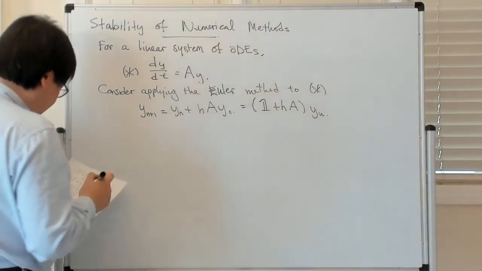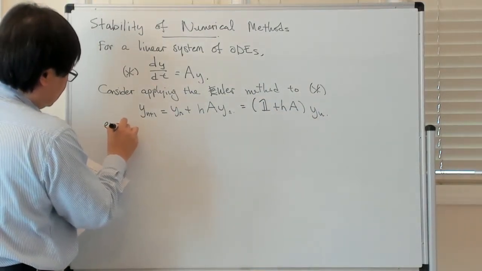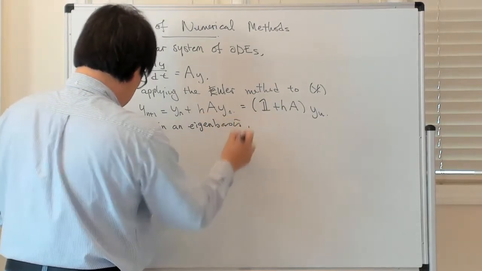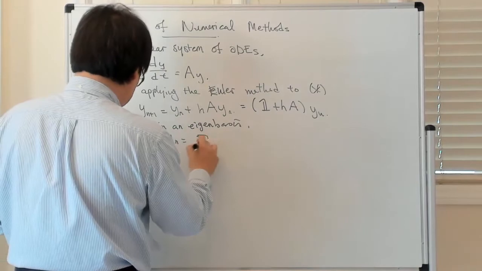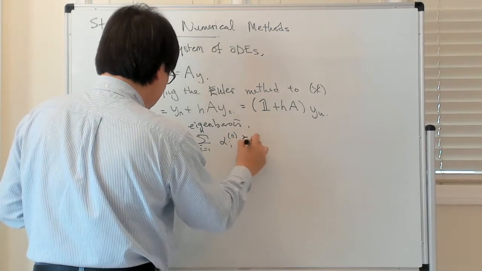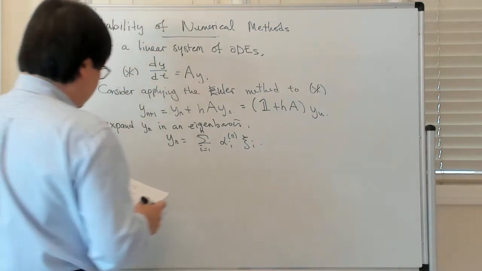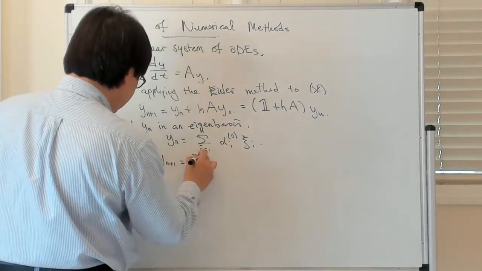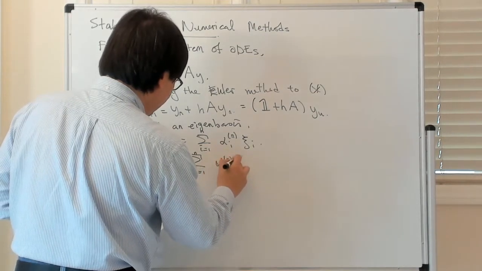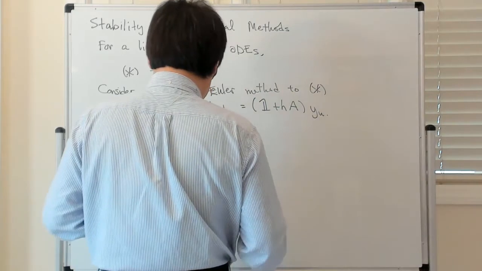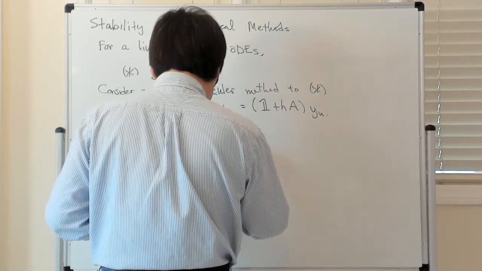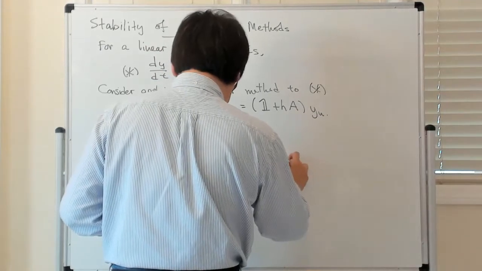And then you can expand this in an eigenbasis. Expand y_n in an eigenbasis. Right, so y_n is equal to the sum from i equals 1 to n of α_i^n v_i. So what happens then is that y_{n+1} is equal to the sum from i equals 1 to n of α_i^n (I + hA) acting on v_i.